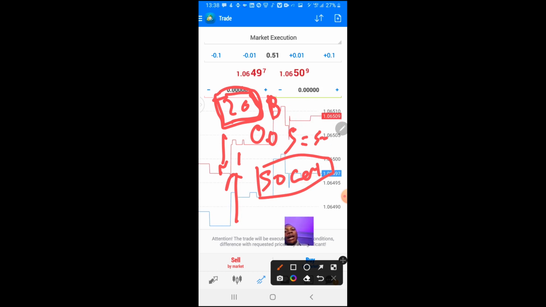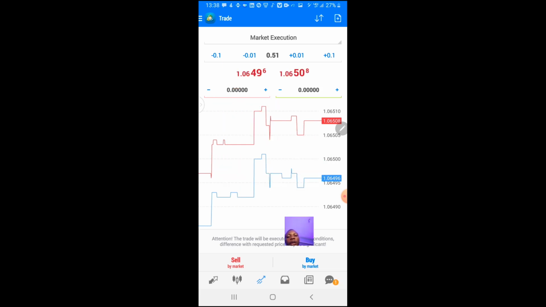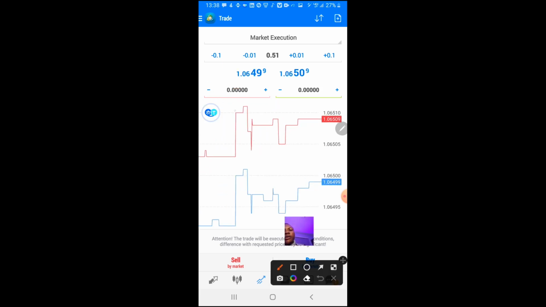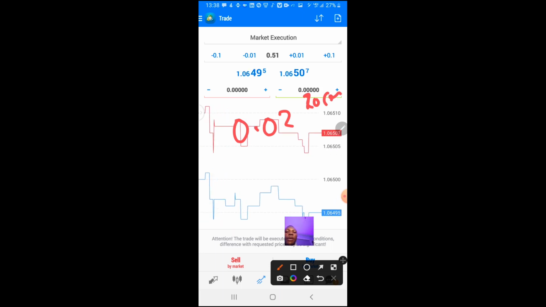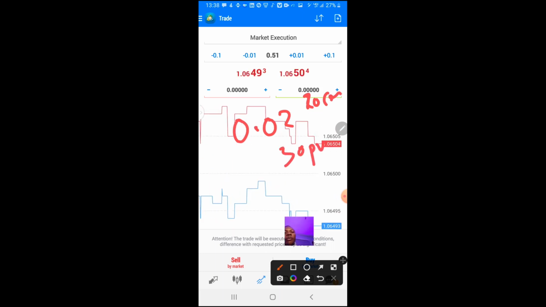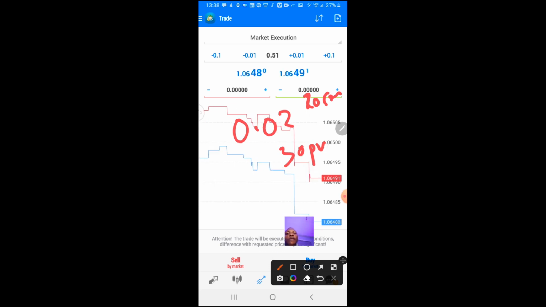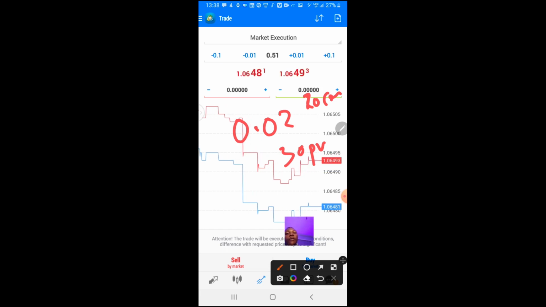and you want to risk $5, you will now come here and say, okay, if I use a lot size of, let's say, 0.02, it means 20 cents per each pip. It means 30 pips will give me how many? Since we all know that 10 pips is $1 for 0.01, it means for 0.02, 10 pips will be giving us $2. 20 pips will be giving us $4 and 30 pips will be giving us $6.